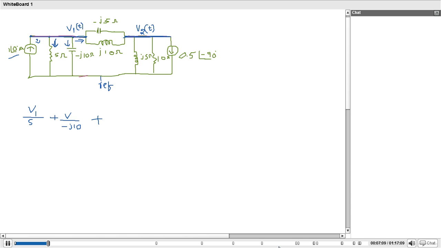This current's value is given, but I considered the direction opposite to the given current direction, so I have to write minus 1 at an angle 0. So 1 at an angle 0 is nothing but polar form. Do you have any idea how to convert rectangular form to polar form and polar form to rectangular form?